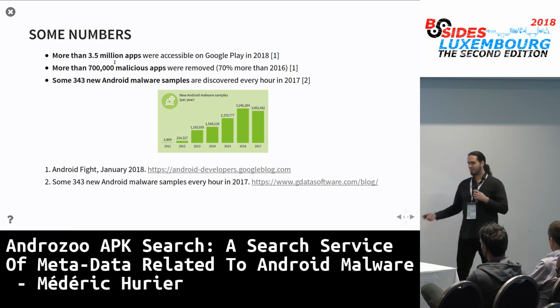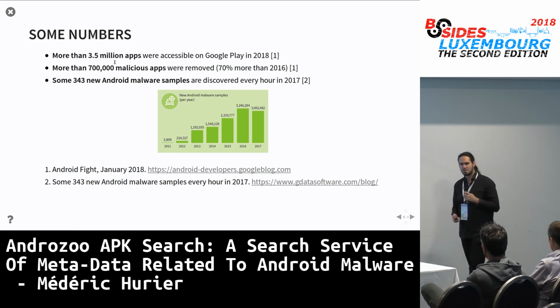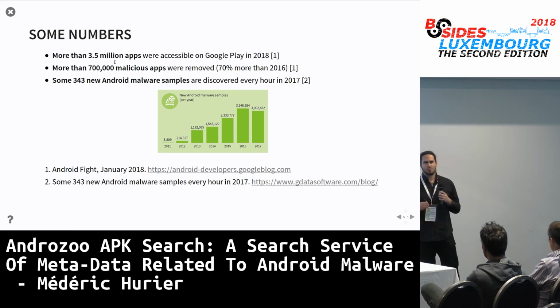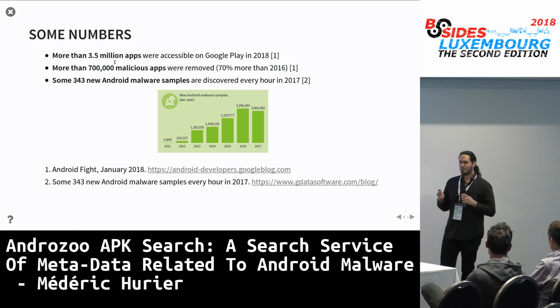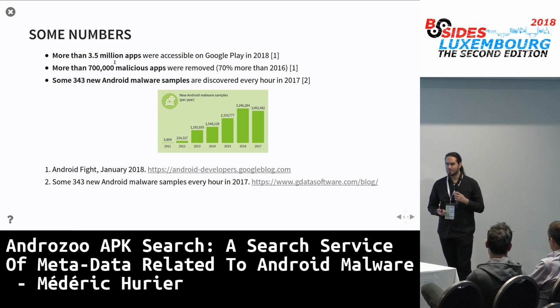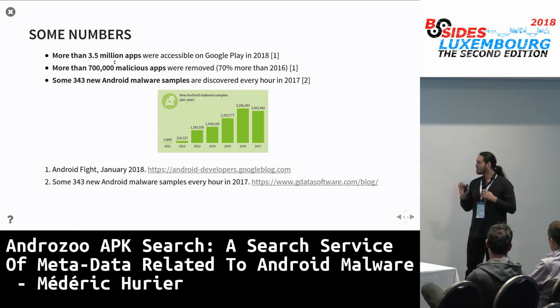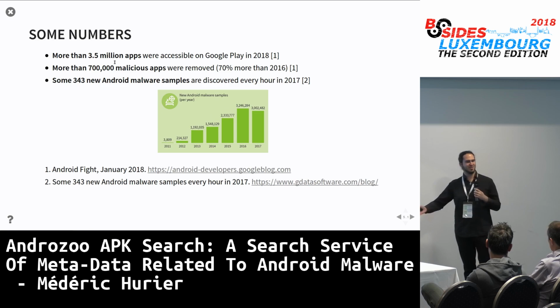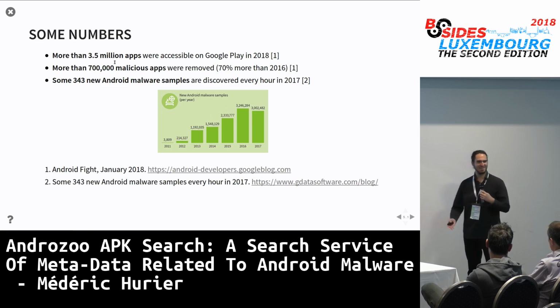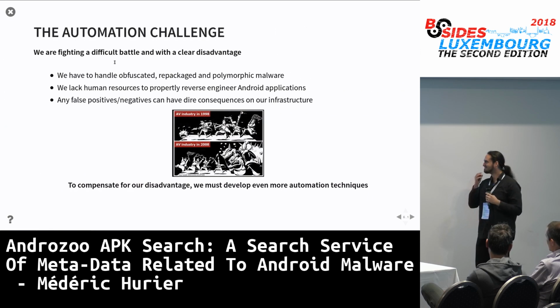And if I add a report from G-Data, a security company, they say that there are 344 new malware applications discovered every hour, which is a lot. So there is no way that humans can analyze this amount of malware. It would basically transform every person in the world into a reverse engineer. So I think we are far from there.